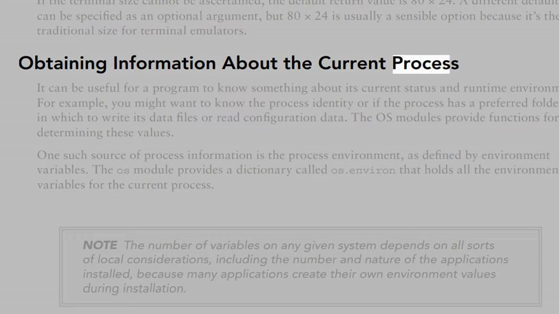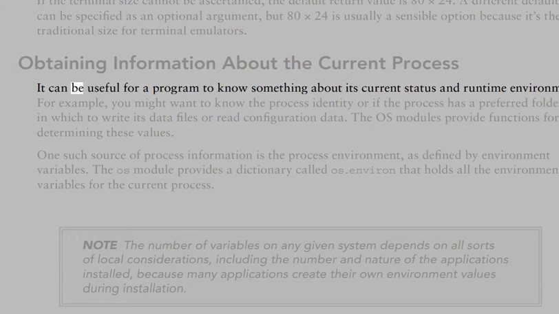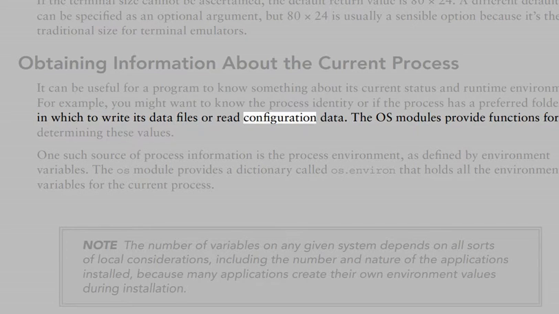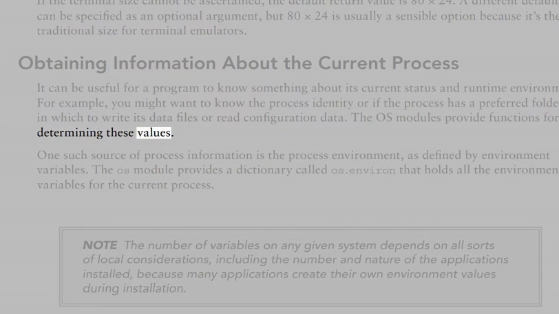Obtaining information about the current process. It can be useful for a program to know something about its current status and runtime environment. For example, you might want to know the process identity, or if the process has a preferred folder in which to write its data files or read configuration data. The os module provides functions for determining these values.